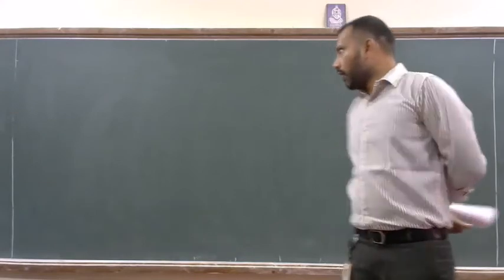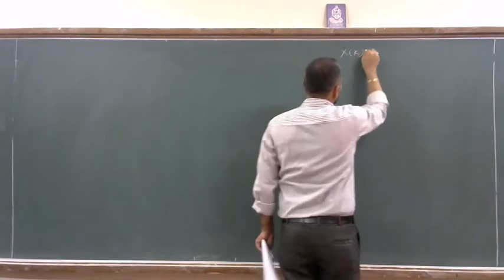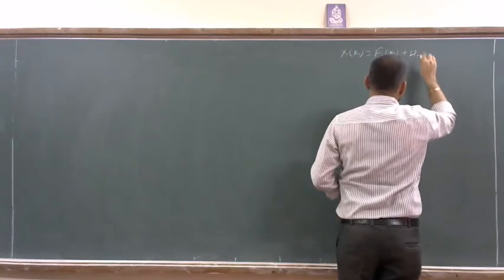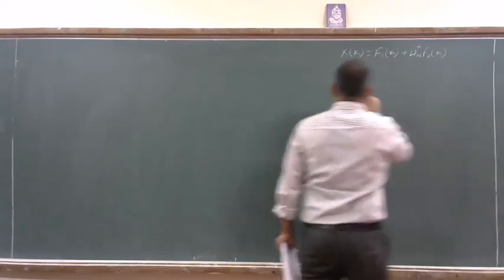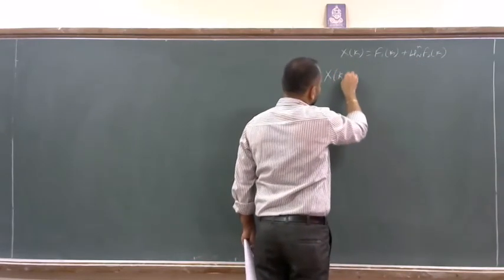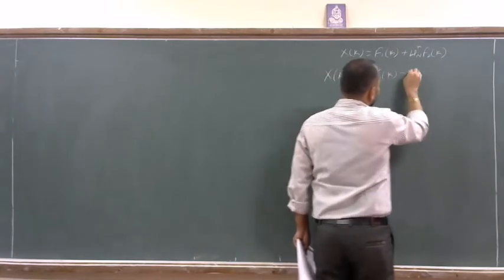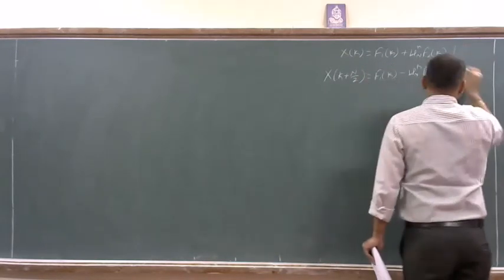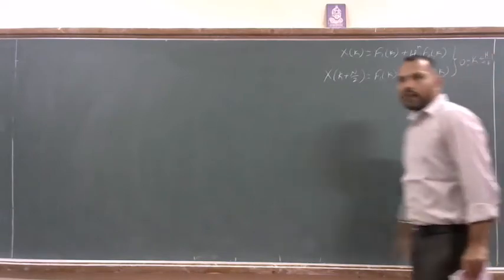We had derived two expressions which were X of k equals F1 of k plus W_N to the power k F2 of k. And one more equation was X of k plus N by 2 equals F1 of k minus W_N to the power k F2 of k. And for both of these, k range was from 0 to N by 2 minus 1, only half the number of terms.